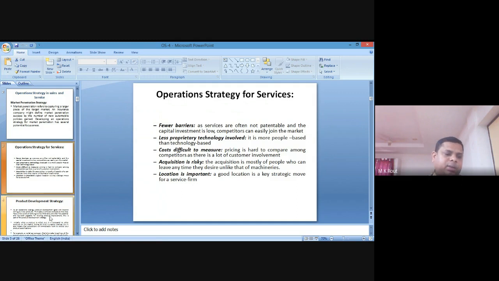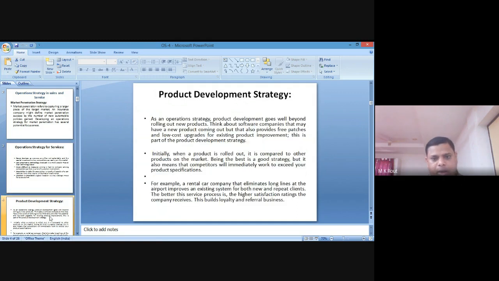Moving to the next part, that is the product development strategy. In operations strategy, product development goes well beyond rolling out new products. Think about software companies that may have new products coming out, but also provide free patches and low-cost upgrades for existing product improvement. This is a particular part of product development strategy.